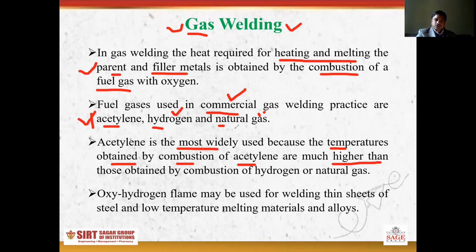And generally hydrogen is used for the welding of thin sheets, and low temperature melting material or alloy. So hydrogen in combination with oxygen is used for the welding of thin sheets.